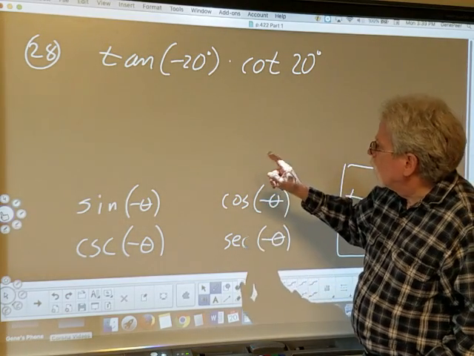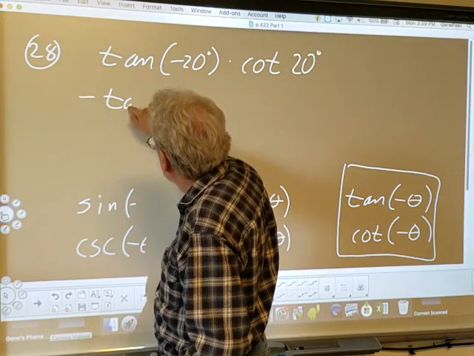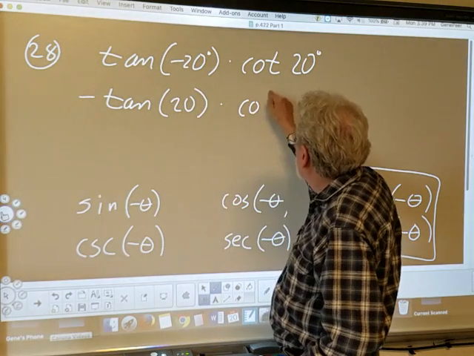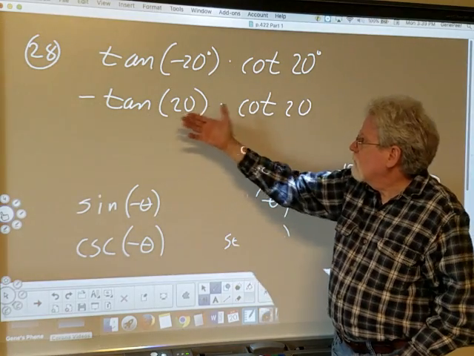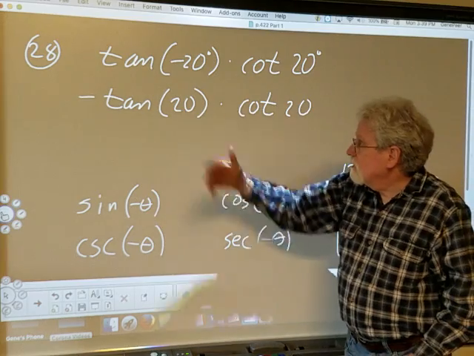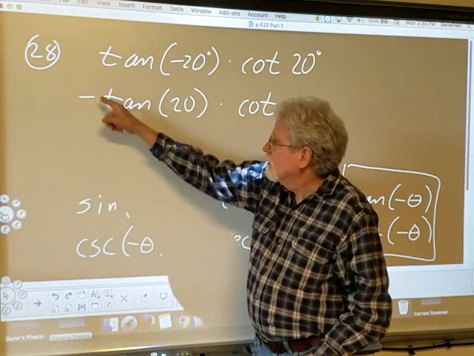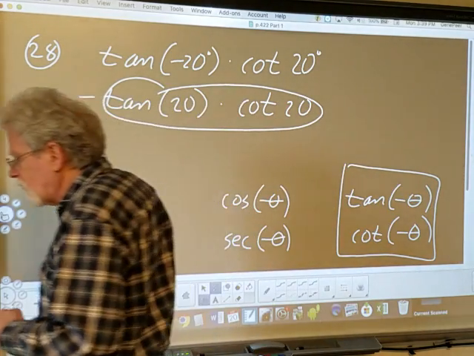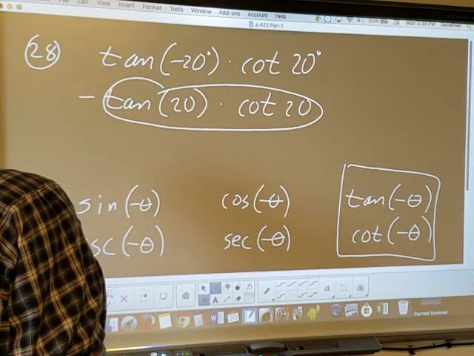So using that rule, the negative sign comes out. We have negative tangent of 20 times cotangent of 20. Well, we know what tangent times cotangent does. They are indeed reciprocals. They do indeed cancel out to a 1. So we have -1. 28, final answer, -1. Marvelously simple once you see the tricks.